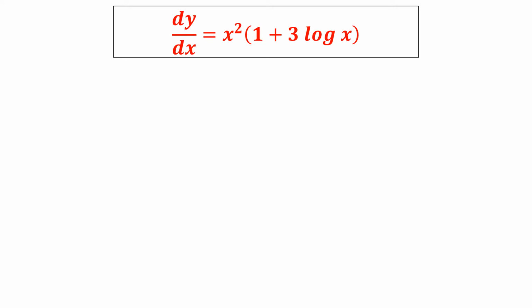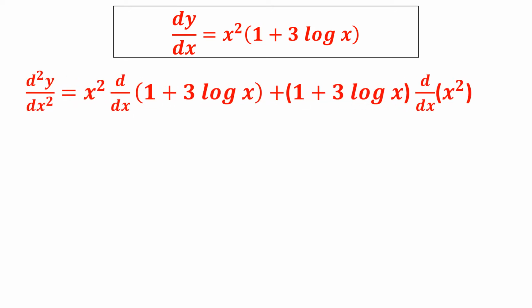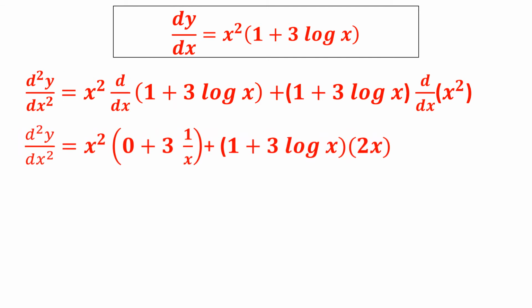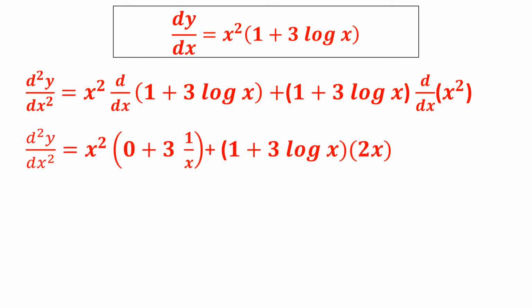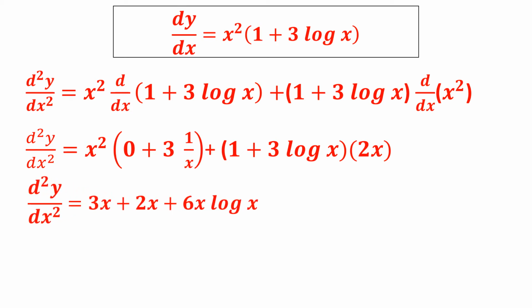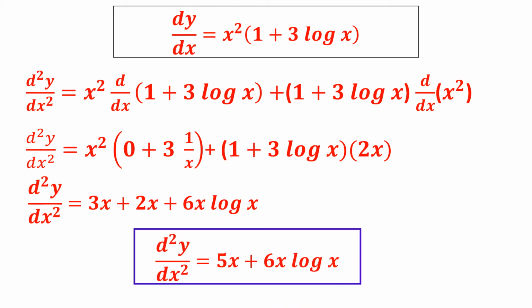This is a UV form, that is product rule we have to use. Keep x square, differentiate 1 plus 3 log x. Keep 1 plus 3 log x and differentiate x square. The differentiation of 1 plus 3 log x is 0 plus 3 by x. And differentiation of x square is 2x. If you expand, it will be x square into 3 by x is 3x, plus 1 into 2x, 2x, plus 3 into 3 log x into 2x is 6x log x. Final answer 5x plus 6x into log x. Now you can take x outside. No issue in that.